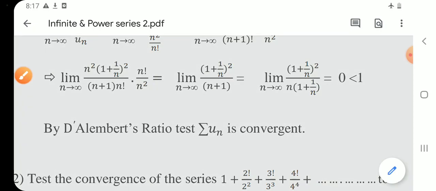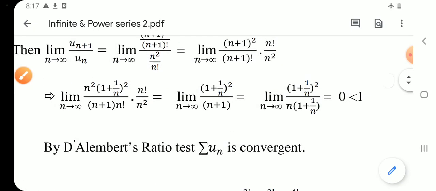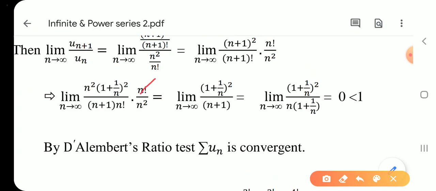Now let us cancel the terms. When I cancel, n factorial cancels. N square cancels. So 1 plus 1 by n whole square and n plus 1 remains. Here we have already taken n square common outside. So numerator I will keep as it is. In the denominator I will take n common. So this n becomes 1 here and 1 becomes 1 by n.